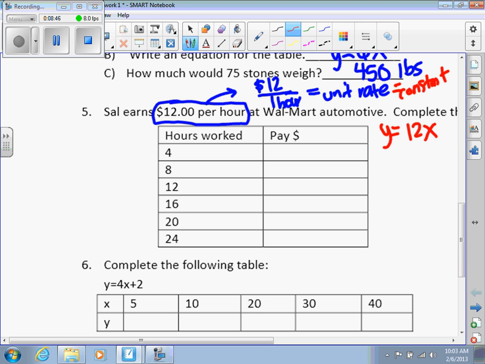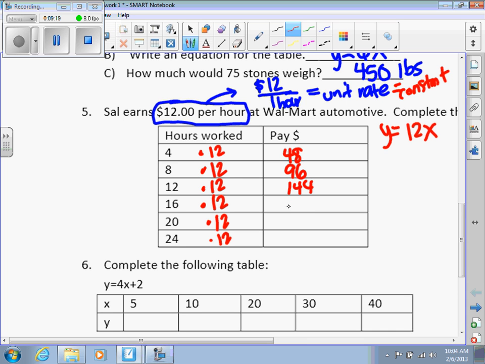So then you do 12 times 4. And then you have to multiply out those numbers. So you're going to multiply each time by 12 to get your answers right here. You're exactly right. Yes, Alex. Okay. Alex, if she works 4 hours, how much? $48. Melissa, 8 hours. Yes, ma'am. Jerry, 12 hours.